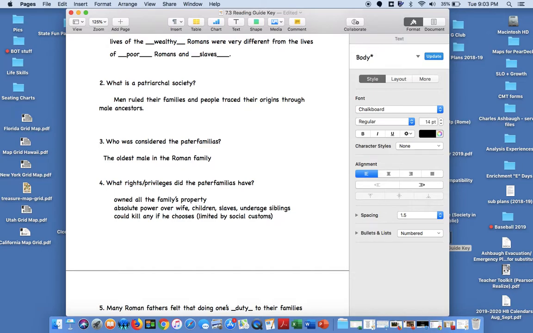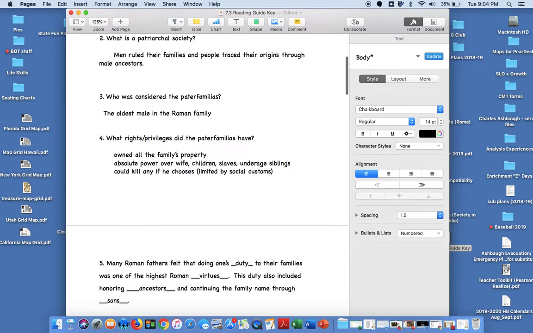He owned all the family's property, had absolute power over wife, children, slaves, even his underage siblings. So, like say your great uncle, if he's older than your grandfather, would be the paterfamilias until he kicks the bucket, and then your grandfather, on your father's side, would become the paterfamilias. It also mentions that the paterfamilias can kill any member of the family if he chooses, but that was limited by social customs, which basically means that it really didn't happen, although the right and the privilege was there if the paterfamilias wanted to do that.